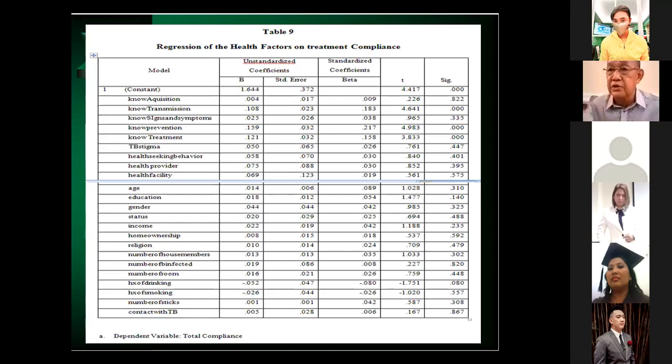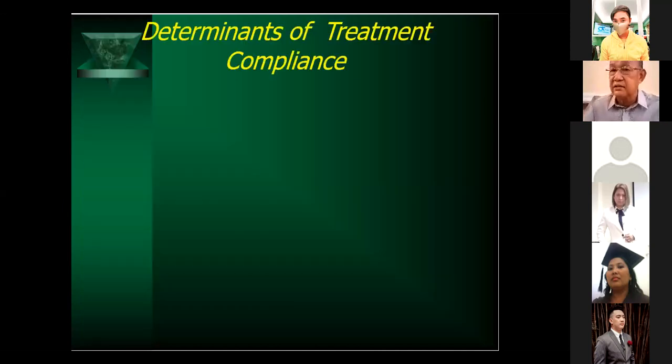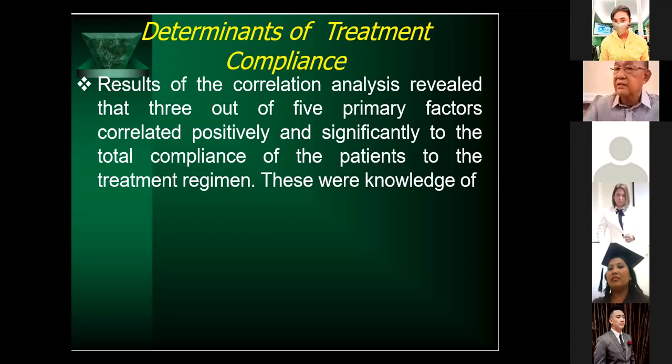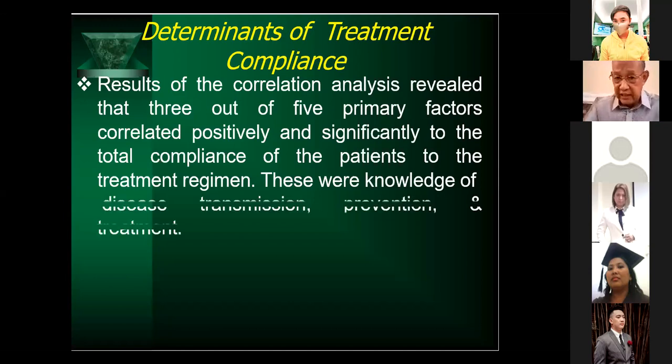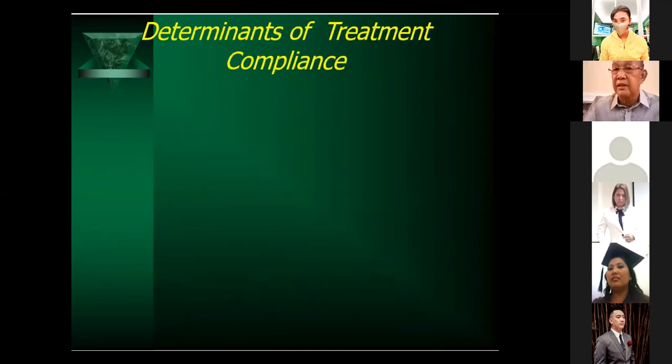And the printout shows this. Tapos, what is important is you analyze the results. Ito yung analysis. Results of the correlation analysis reveal that 3 out of 5 factors are correlated positively. Second interpretation of the data. Ayan. The other factors, specifically health system factors and the demographic characteristics, are likewise correlated but not to a significant extent. Andito po yung example.